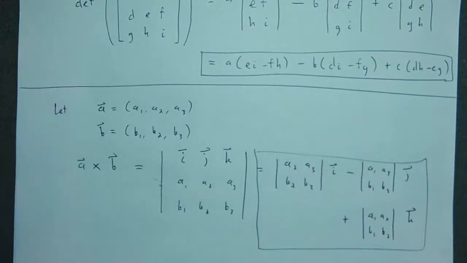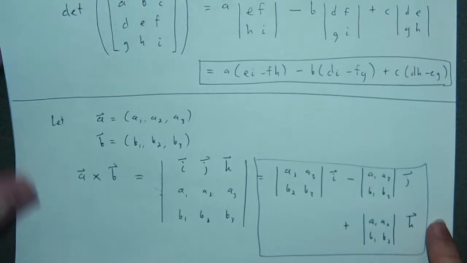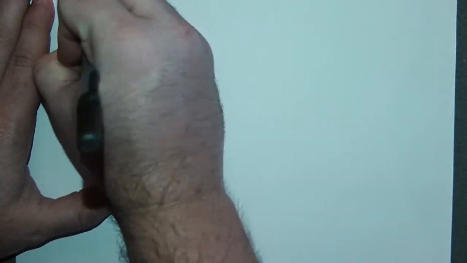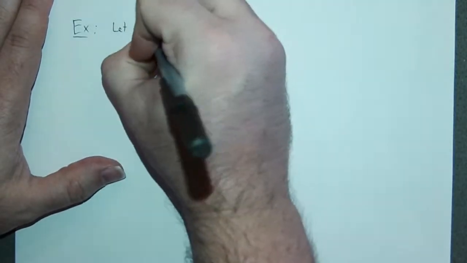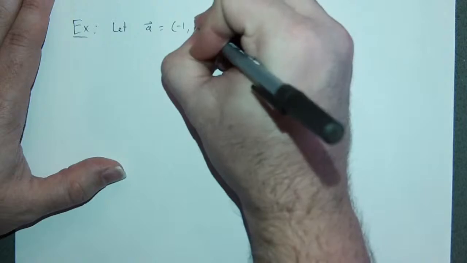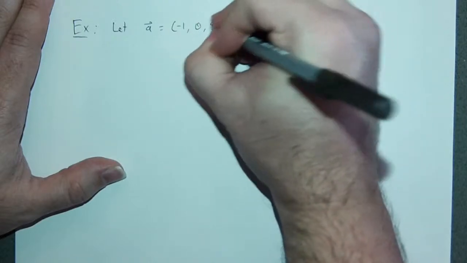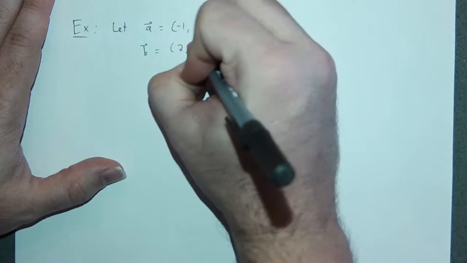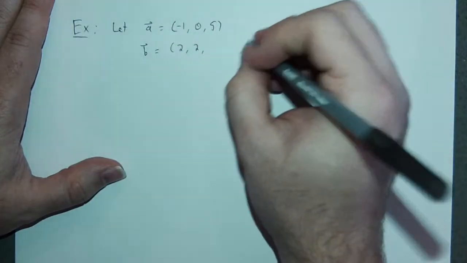So I'll do some examples to show how this works. Okay, so let's maybe do an example of this right now. All right, and so I'm just going to randomly make up some vectors. So let A be the vector -1, 0, 5. Let B be the vector 2, 2, 4.